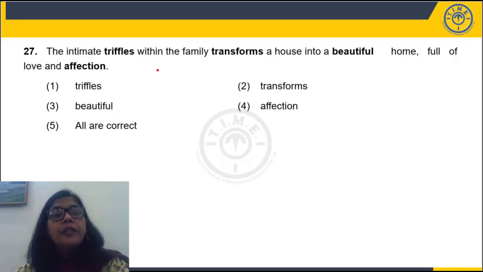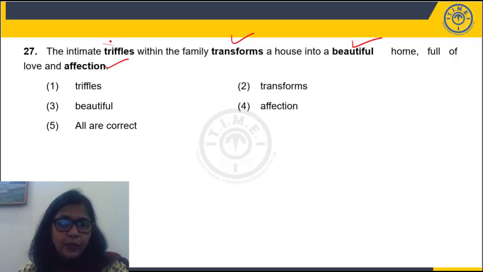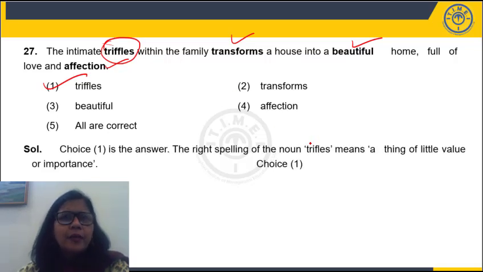27th, the intimate trifles within the family transforms a house into a beautiful home full of love and affection. Transforms correct, beautiful correct, affection correct. So which is the wrong word over here? We have trifles then. Fine. Now, if you see a trifling matter, you say no, this is a trifling matter. That means this matter is of no consequence, very little importance. So trifles means a thing of little value or importance. Fine. So that is the word that has been wrongly spelled. It should be with a single F.